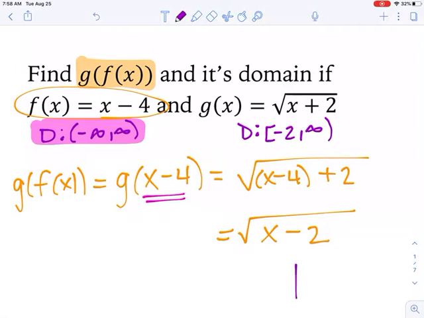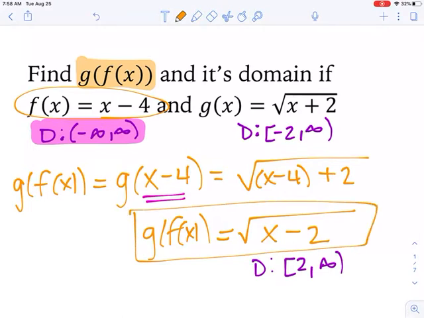Now, if we were thinking just about the domain of the radical x minus 2, we know that that's a radical shifted right 2. So its domain would be 2 to infinity. Now, G composed with F ends up being this right here. So that's most of the points that I'm looking for, let's say in a test situation.